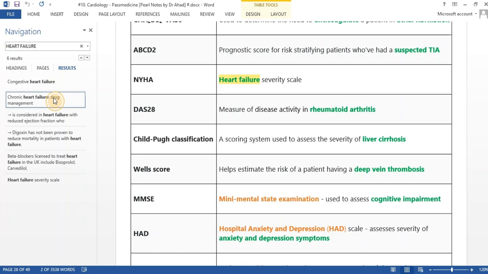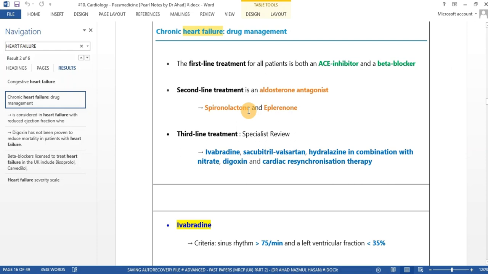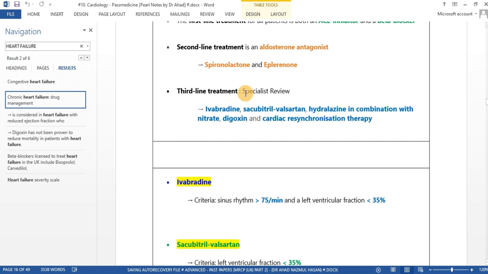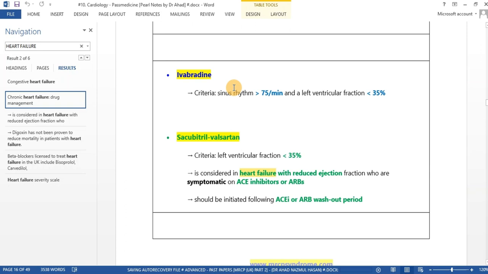So drug management for chronic heart failure. The first line, all patients should receive both ACE inhibitor and beta blocker. So A plus B in all the patients. Second line treatment is the aldosterone antagonist, like spironolactone or eplerenone. And for the third line treatment, we need to go for specialist review. And there is a long list of alternatives like ivabradine, sacubitril valsartan, hydralazine in combination with nitrate, digoxin, cardiac resynchronization therapy. And there are two strict criteria for ivabradine.